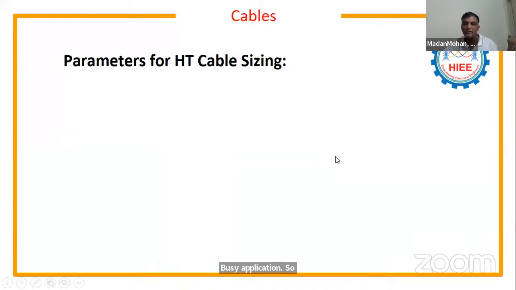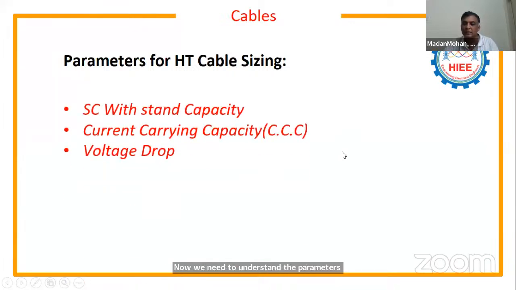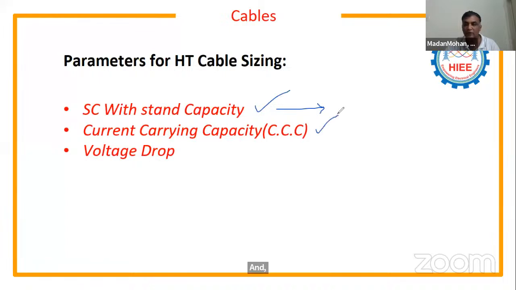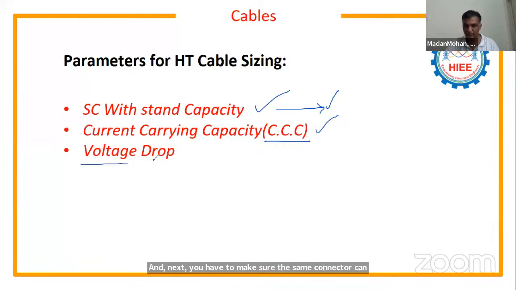Those are the parameters we decide for LT cable, LT outgoing cable. Now we need to understand the parameters for HT cable sizing calculation. For high tension HT cable sizing, the first parameter we need to know is the short circuit withstand capacity. We have to decide the conductor size based on the short circuit withstand capacity. Next, you have to make sure the same conductor can withstand based on the current carrying capacity. And also, we have to make sure the voltage drop is within the limits. These are the three criteria.